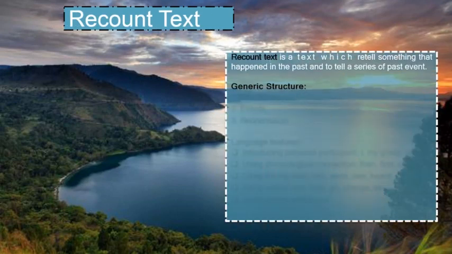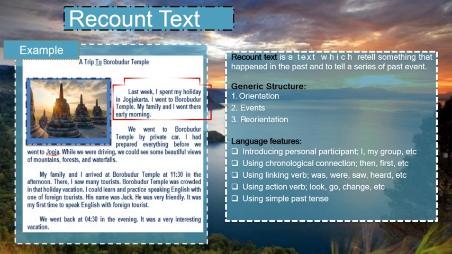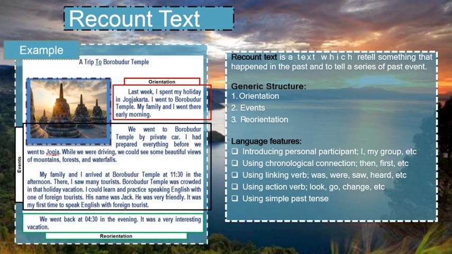Recount text. Recount text is a text which retells something that happened in the past and tells a series of past events. Its purpose is either to inform or to entertain the audience. There is no complication among the participants, and that differentiates it from narrative.